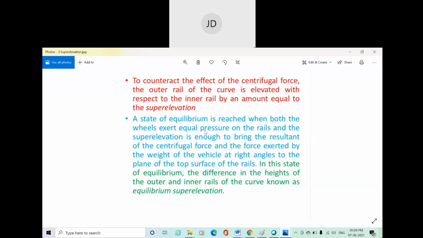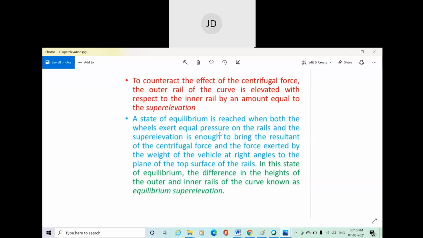Now, the state of equilibrium is reached when both wheels exert equal pressure on the rail, and the superelevation is enough to bring the resultant of the centrifugal force and the force exerted by the weight of the vehicle at right angle to the plane of the top surface of the rail. In this state of equilibrium, the difference in the height of the outer rail and the inner rail of the curve is known as equilibrium superelevation. So basically, what is equilibrium superelevation? A state of equilibrium superelevation is reached when both wheels exert equal pressure.